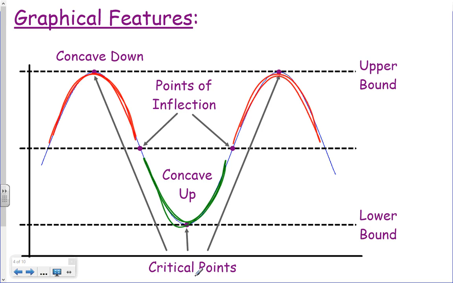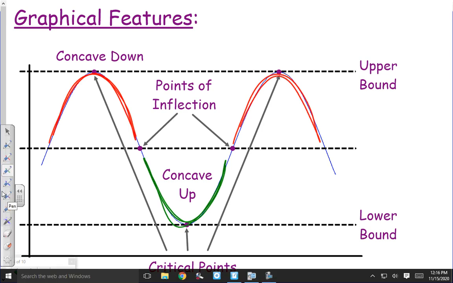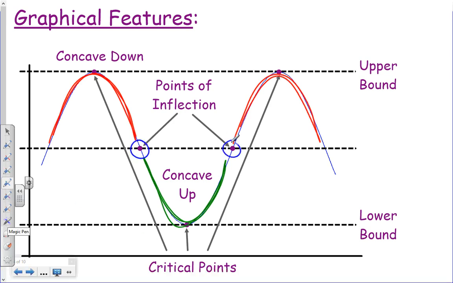And the key points where we transition from one to the other are what we call points of inflection. So these values right in the middle here, between these places where we're concave up or concave down, are called points of inflection because we're changing concavity. That's the term given to those particular points.